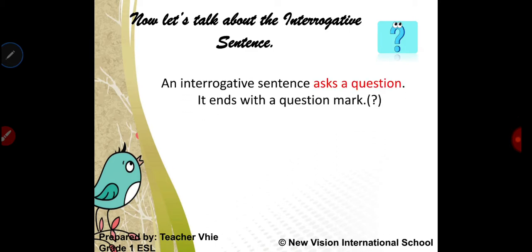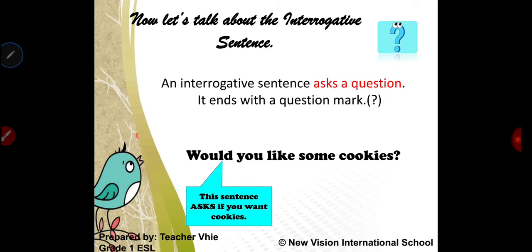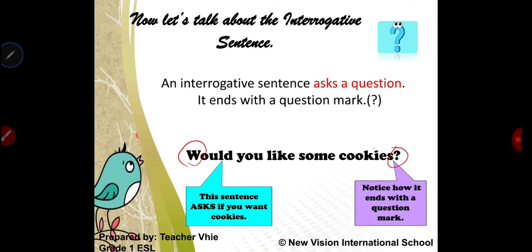An interrogative sentence asks a question. It ends with a question mark. Now, this is an example. Would you like some cookies? Great. As what you have seen here, this sentence asks if you want some cookies. And as you can see, it begins with a capital letter. And also, it ends with a question mark. Great job.